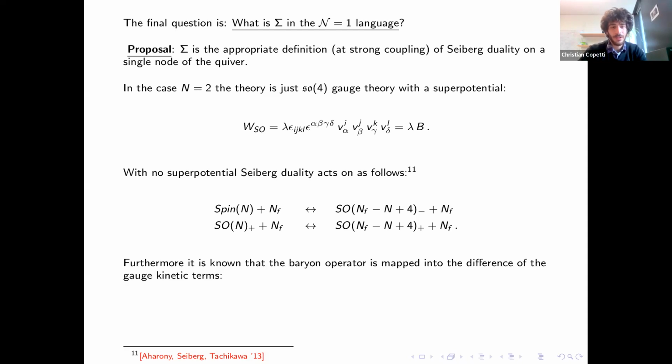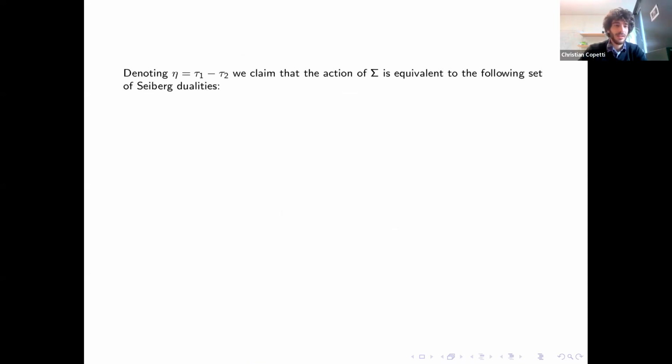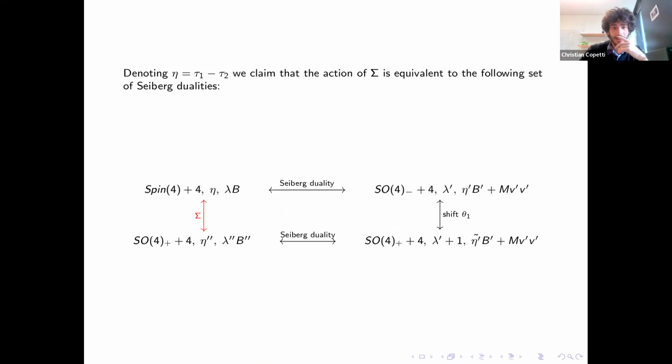Furthermore, it's known that the baryon operator becomes a difference of two kinetic terms. This is kind of important for the details. So then what you do is start Seiberg dualizing until you get the right action on the global variants. We just denote by eta the difference of the two complexified gauge couplings. Our claim is that you can find the same action of the sigma defect by doing this composition of two Seiberg dualities and the shift of one of the theta angles of the theory.